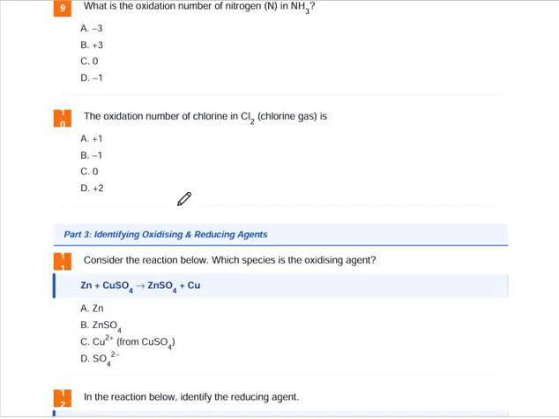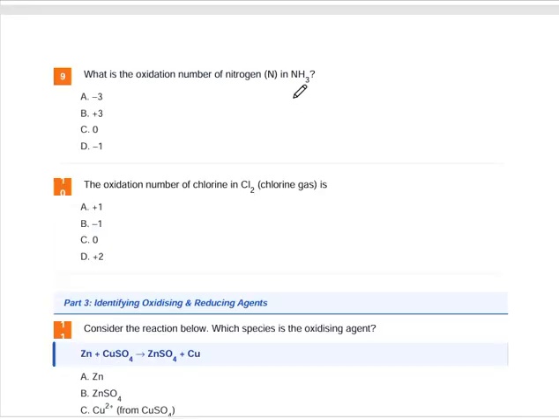And so we can move to the next one. In this case, it says, what is the oxidation number of nitrogen in ammonia, NH3? So in ammonia, you have NH3. Hydrogen is plus 1. Plus 1 times 3 is plus 3. That means nitrogen is definitely minus 3. So the answer is A, minus 3.